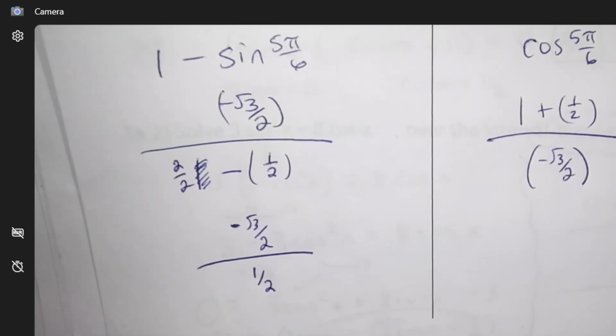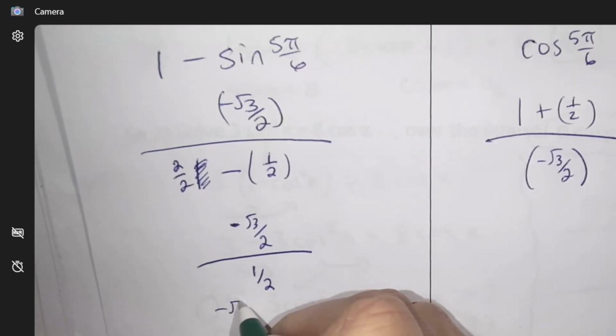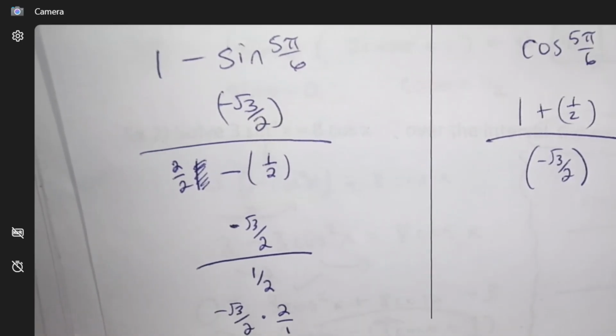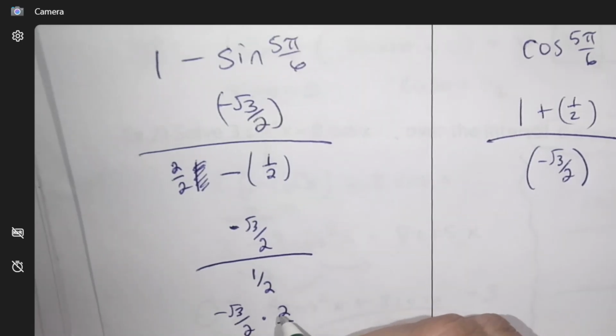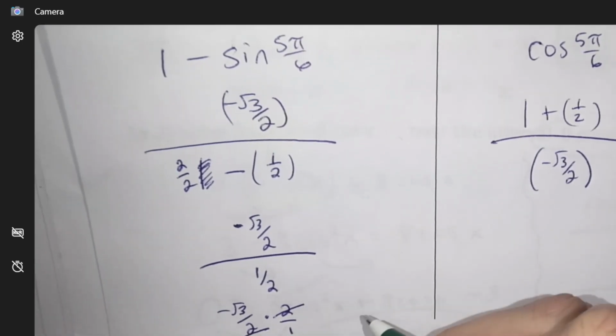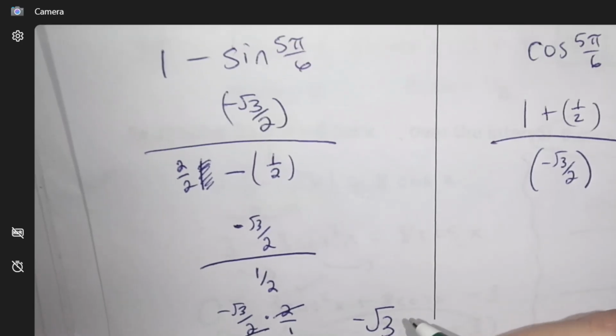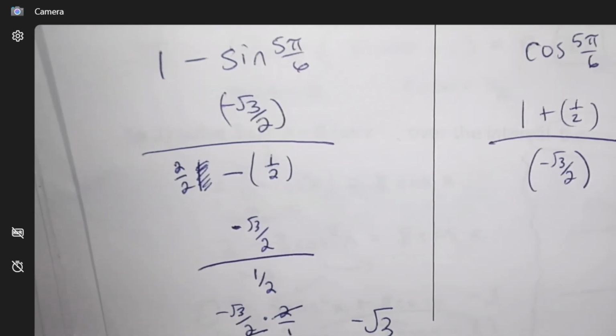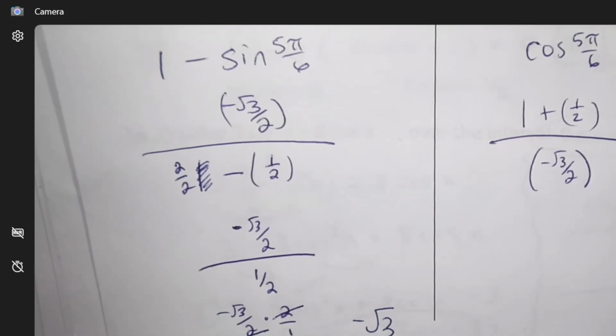Okay, we're going to now do a flip multiply because fraction divided by fraction. Cancel. And I'm getting negative root 3. Okay, to the other side.